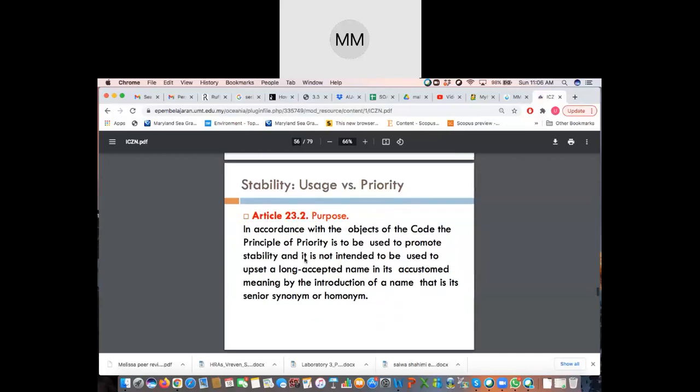In accordance with the objects of the Code, the principle of priority is to be used to promote stability and is not intended to be used to upset a long accepted name in its customary meaning by the introduction of a name that is a senior synonym or homonym. So what you're trying to say is, I've given you 2 case studies where it's always about the date that has to come first in priority. But sometimes when it comes to usage, it's regarding stability.